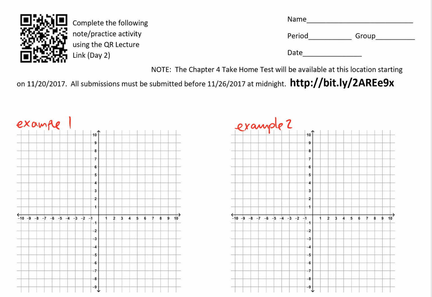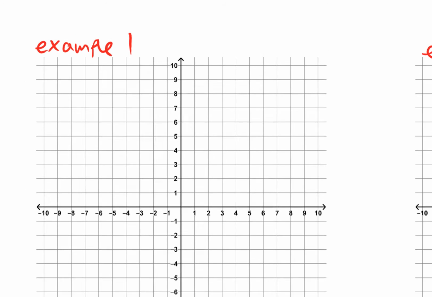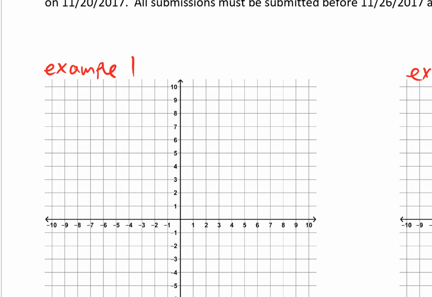So the first one, I'm going to give you vertices. So the vertices of this polygon are at 3, 5, at 3, -7, and at -3, -7. So copy those down. And we're going to carefully plot each one of those points. So for the first one, x is 3, and then over 3, and then I'm going to go up to 5. So here's my first point at 3, 5.